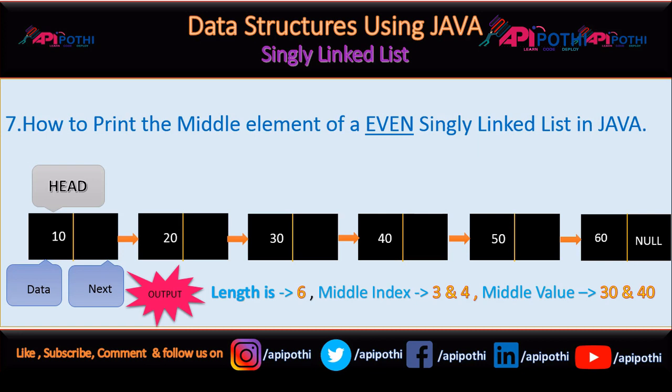So for this linked list, if you are seeing, it has a total of 6 nodes where the middle indexes are 3 and 4, and with respect to that we have 30 and 40 available on nodes 3 and 4. So we are going to insert the same data: 10, 20, 30, 40, 50 and 60.